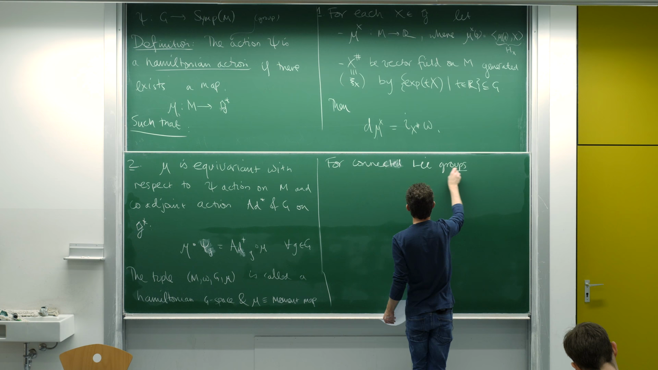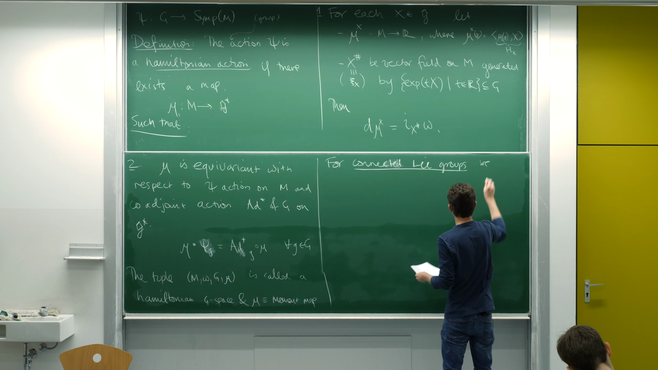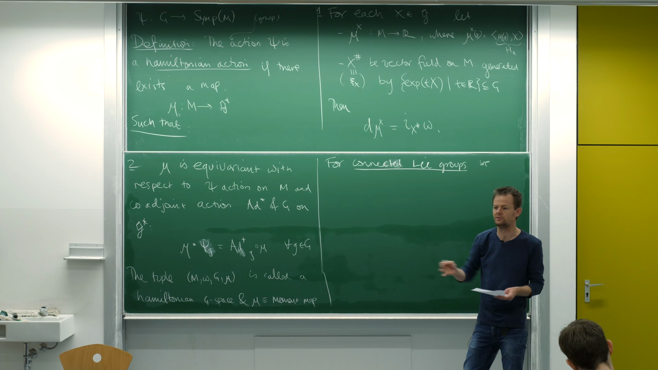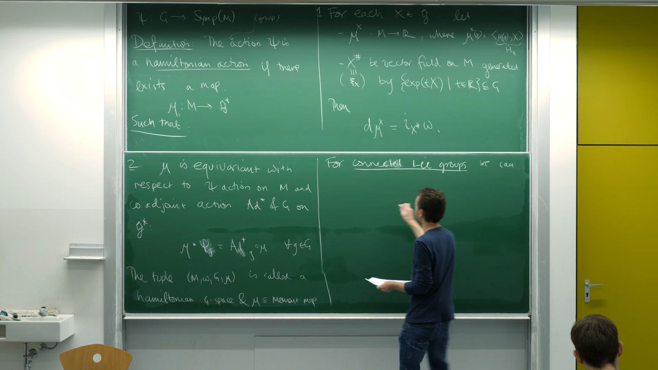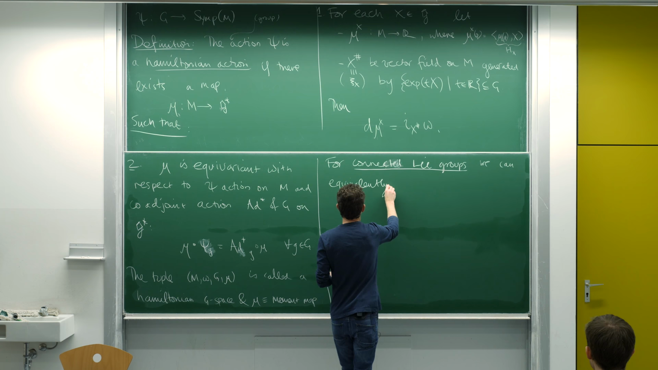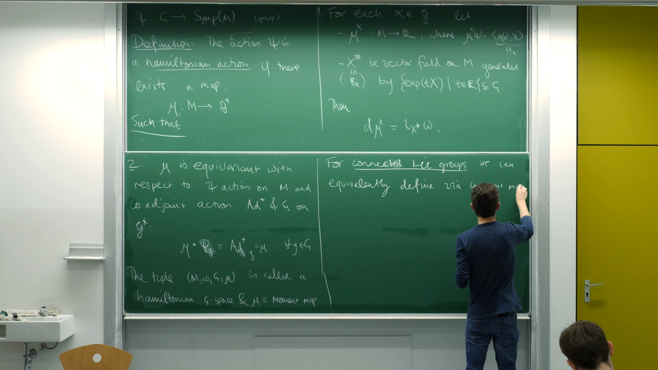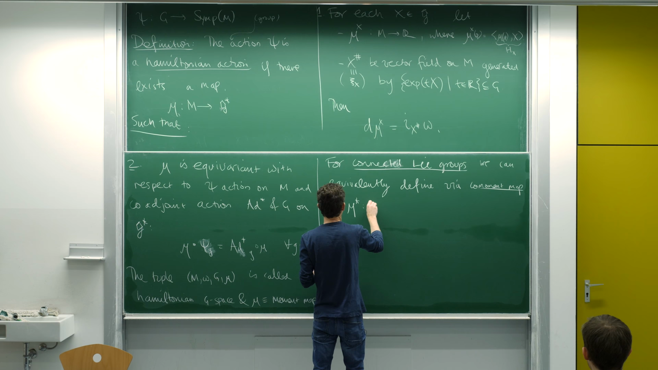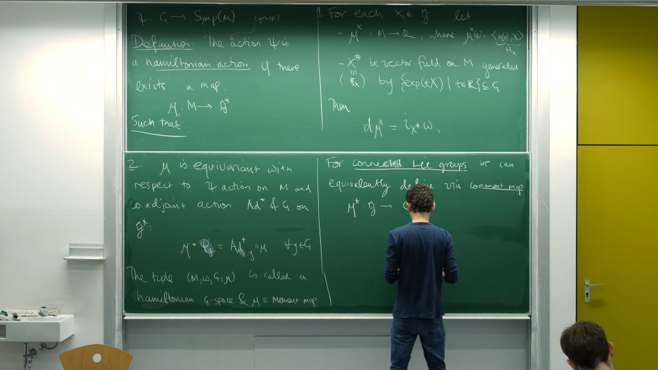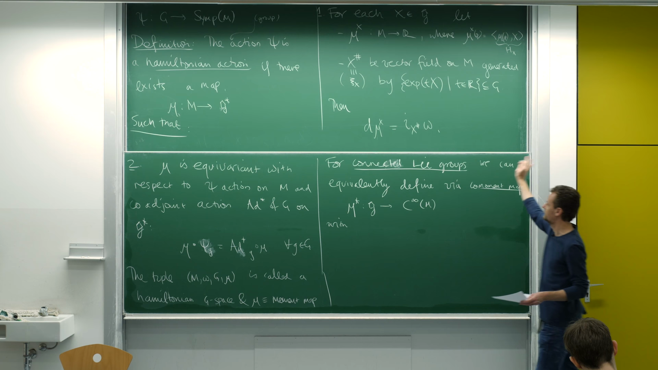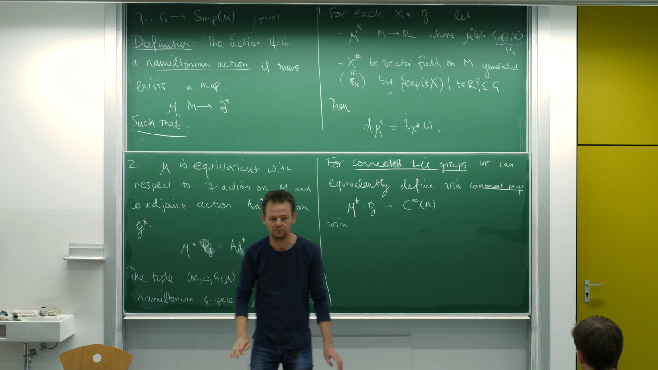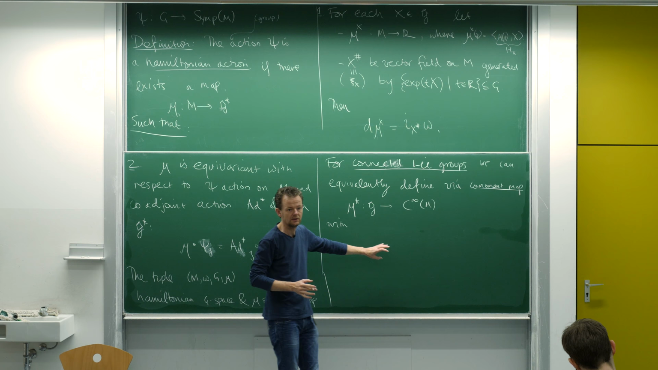So for connected Lie groups, we get an equivalent definition. And that's the one that is most closely related to how I introduced this topic at the beginning of the lecture. So connected Lie groups are probably the most natural ones to think of. For disconnected Lie groups, yeah, there are problems. But for connected Lie groups, we'll see how these two conditions translate into the ones that I used to introduce this topic.